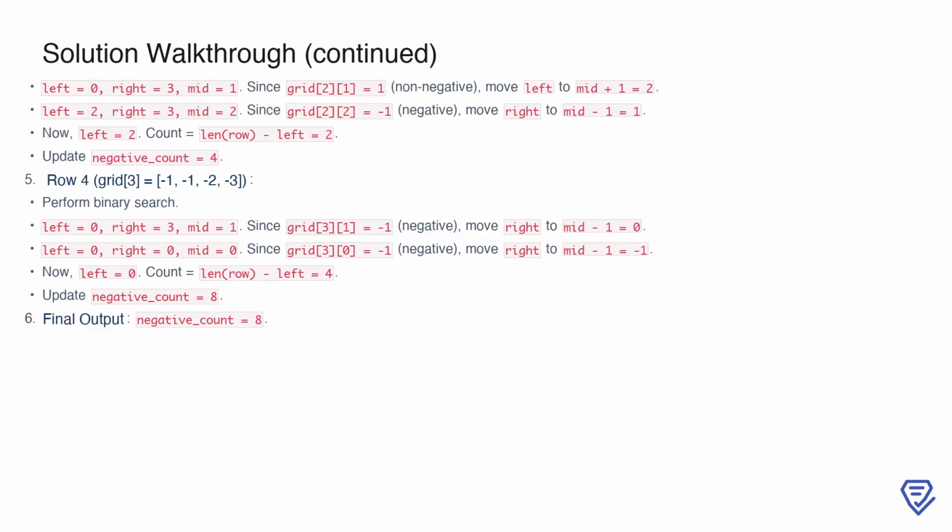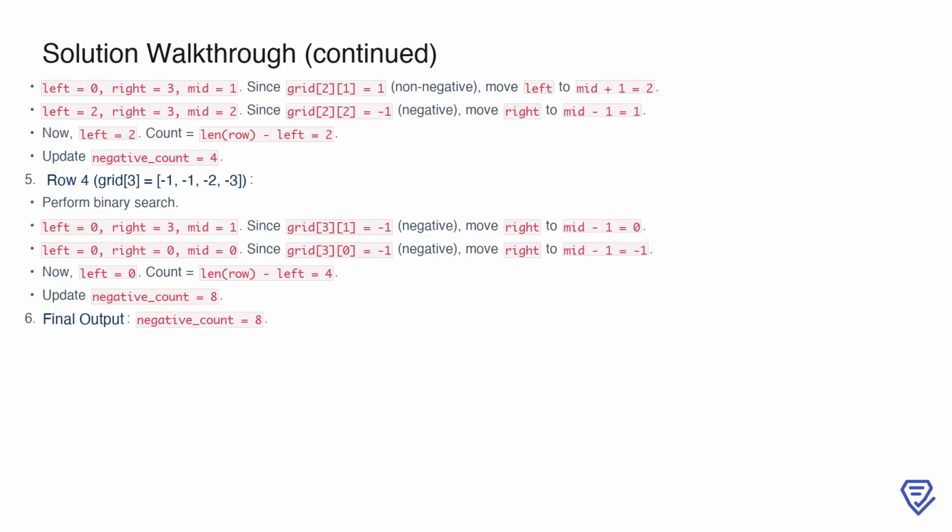In the third row, 1, 1, -1, -2, we begin the binary search with left equals 0 and right equals 3. At mid equals 1, the value is 1, so it's non-negative, and we move left to mid plus 1, which is 2. At mid equals 2, the value is -1, so it's negative, and we move right to mid minus 1, which is 1. Now, left points to index 2, meaning all elements from index 2 to the end are negative. The count of negatives in this row is len(row) minus left, which equals 2. Adding this to our total, negative_count becomes 4.